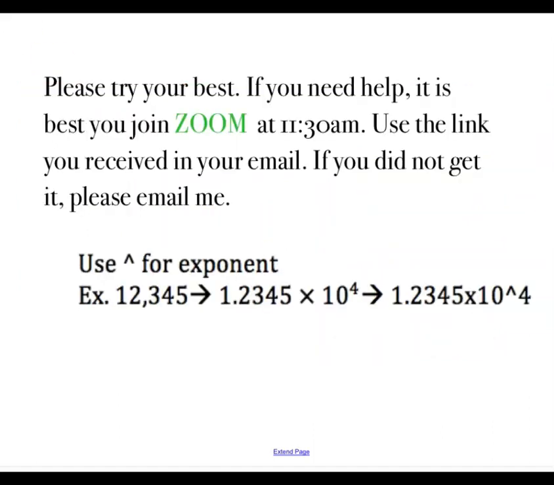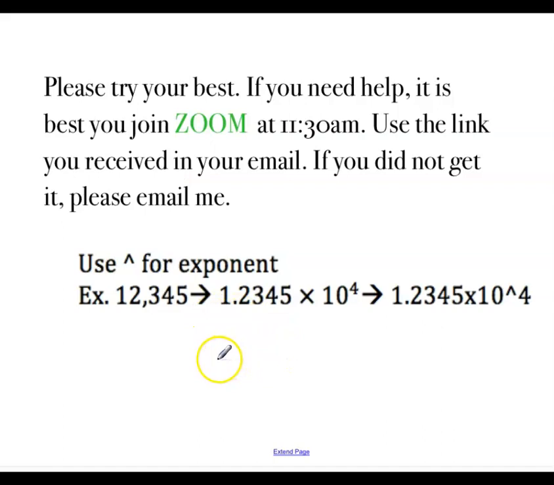So please try your best. If you need help, it's best you join Zoom at 11:30 a.m. Use the link you received in your email. If you did not get it, please email me. Remember, use the caret for the exponent. Every answer should be expressed in scientific notation.